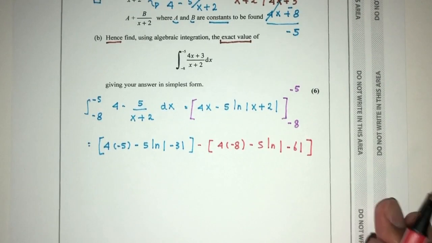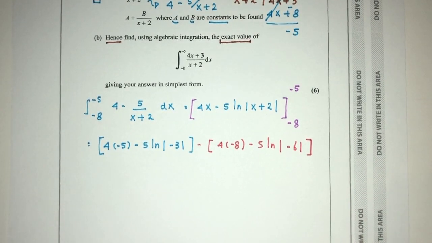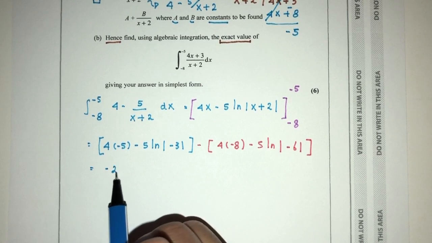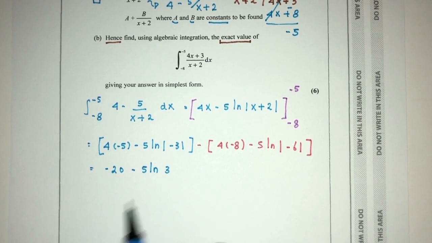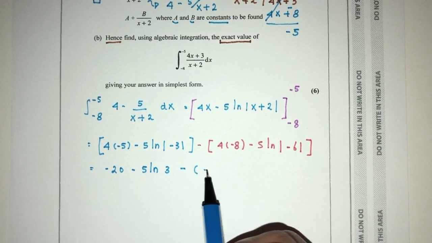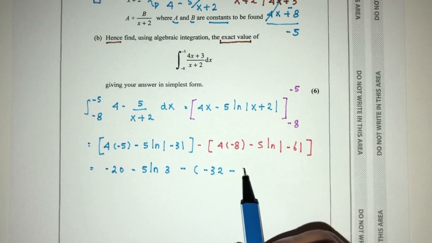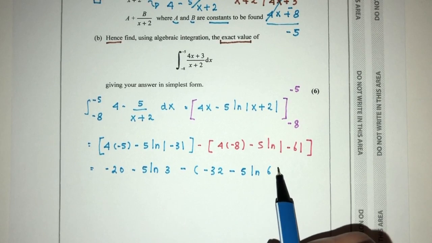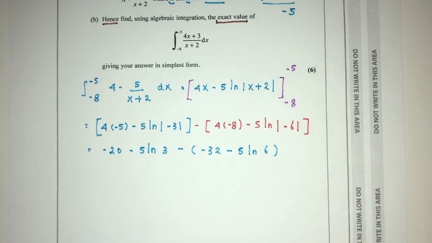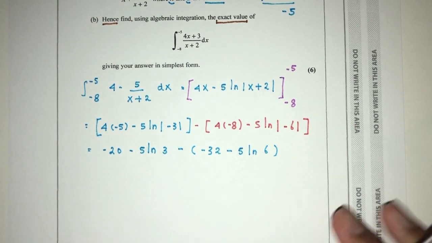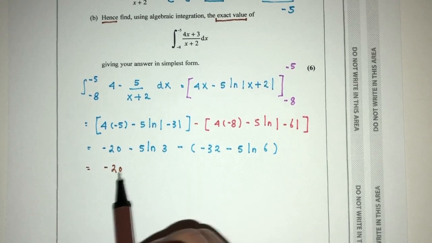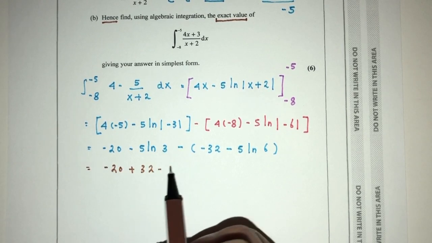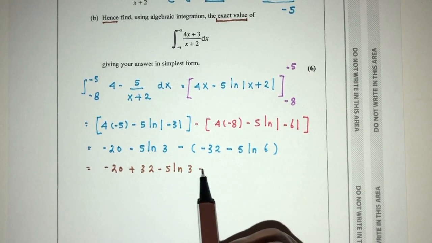Now step by step, let's see what we have. This will become minus 20, minus 5 ln of 3. Now the minus sign is here, that will become minus 32, minus 5 ln of 6, right? Because when you have something inside a modulus, it is positive either way. Now let's see what else we can have. So here will be minus 20, minus becomes plus 32, minus 5 ln 3, and here we have plus 5 ln 6.